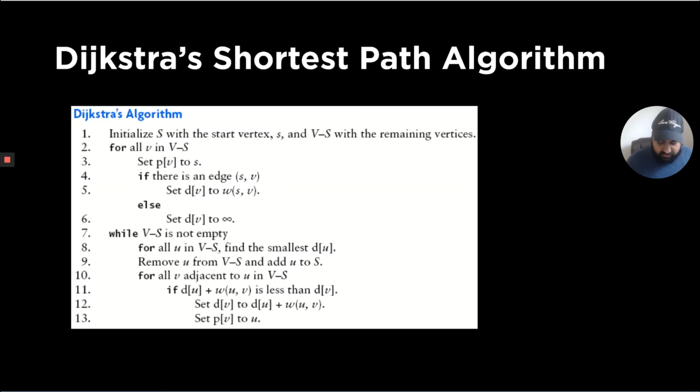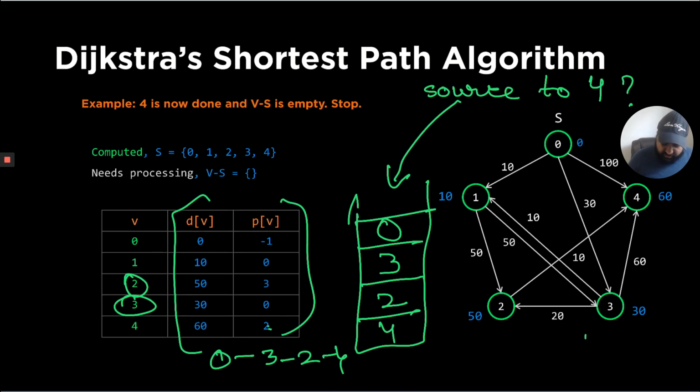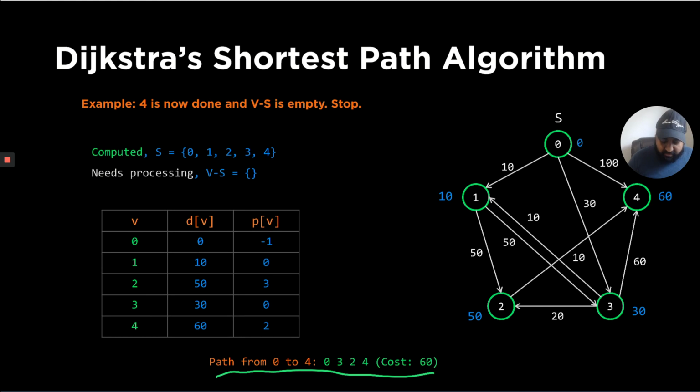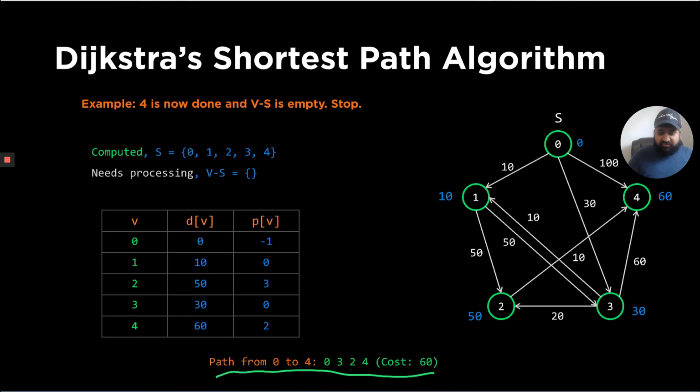Again, the path from 0 to 4 is 0, 3, 2, 4, as we calculated. In the next video, we are going to go over the pseudocode of what we just did, as well as I'm going to show you one other pseudocode that is actually used to implement this algorithm.